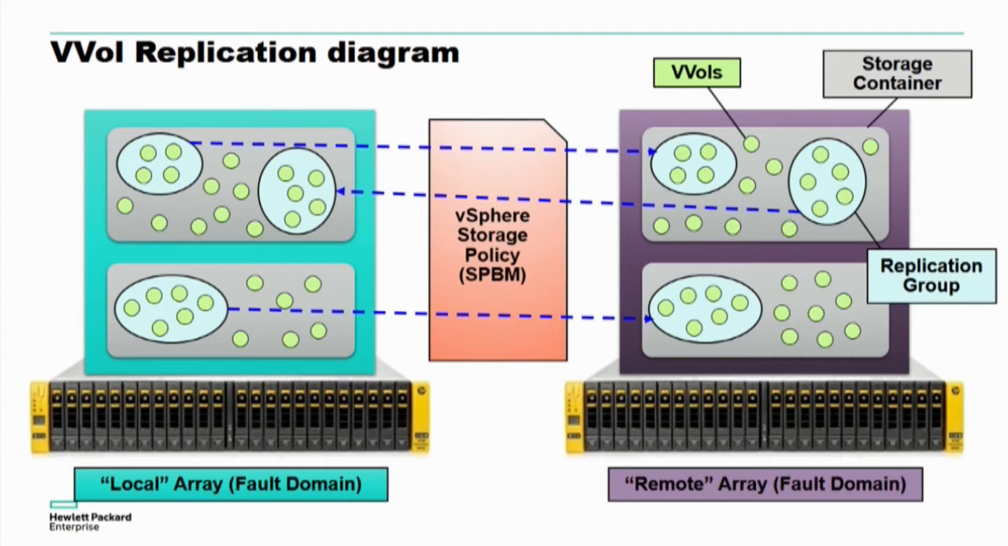So first of all, these little circles are the individual VVols. The storage containers that contain them are these rounded rectangles. And you'll notice the replication groups are these ovals. And you'll notice that there are VVols inside storage containers that aren't being replicated, and there's also VVols inside containers being replicated. In those groups, they're consistent.